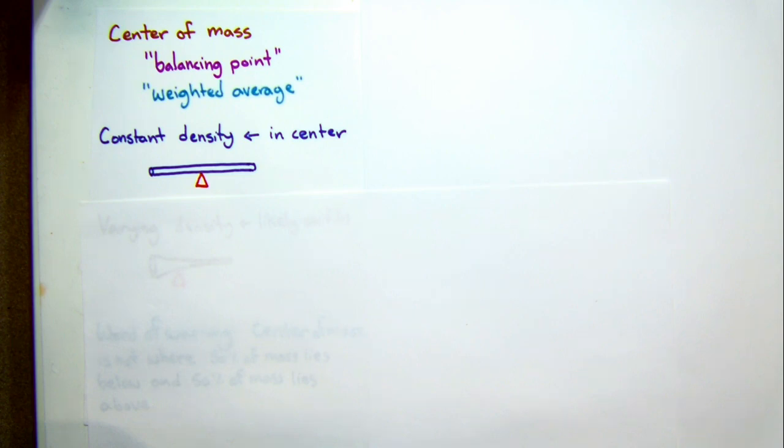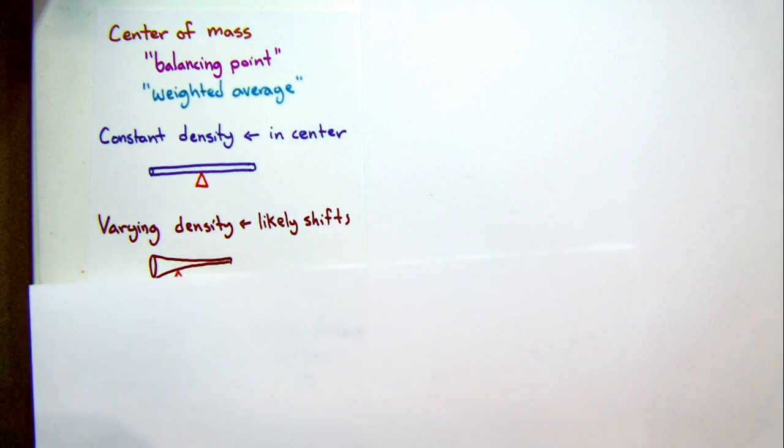How do you find the center of mass? Well, if you have a constant density, it's easy. It's in the center. It's a good name, the center of mass. It's in the center. Now, if you have varying density, well, we might shift.